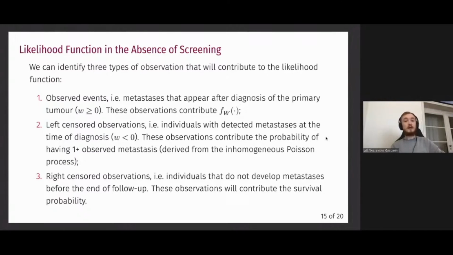We can identify left-censored observations, that is, individuals with detected metastases at the time of diagnosis. These observations will contribute the probability of having one or more observed metastases, which is directly derived from the inhomogeneous Poisson process. And finally, we have right-censored observations, that is, individuals that do not develop metastases before the end of follow-up. And of course, these observations will contribute the survival probability S. Once we formulate all these observations, then we can fit the model using any general purpose optimizer, as we can define a closed form likelihood.